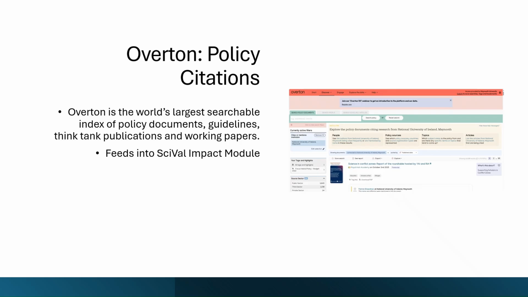Overton policy citations, as I mentioned, this is the Overton database, as that feeds into SciVal, but also you can look that up in the A to Z of databases on the library homepage. And this is the world's largest searchable index of policy documents, guidelines, think tank publications, and working papers. And you can get some nice metrics in there as well, you know, where your work is appearing, where Maynooth's work is appearing, and so on.